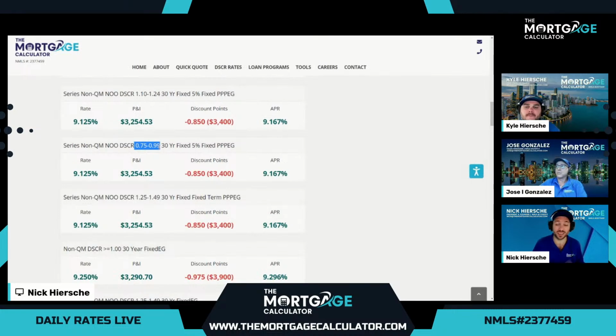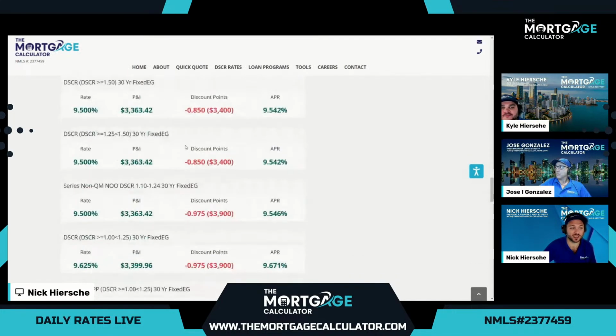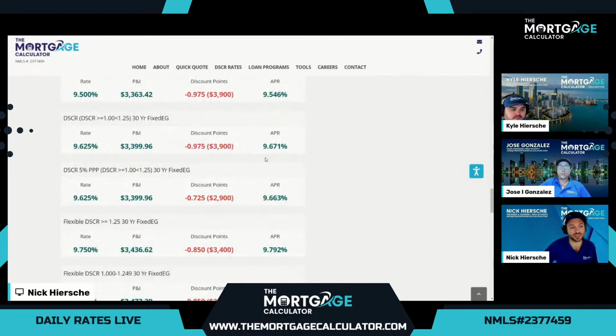So this is for a property that doesn't quite cash flow, still gets some amazing rates. So there are dozens of different options here under DSCR. Please get with our team. We would love to quote all of these that fit your scenario.